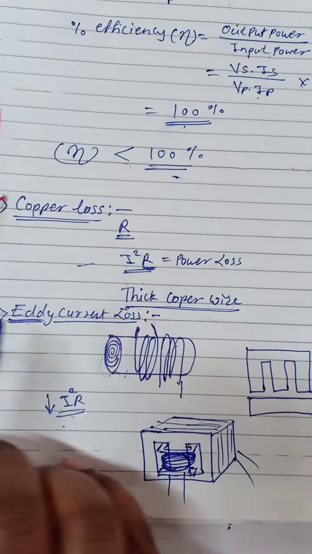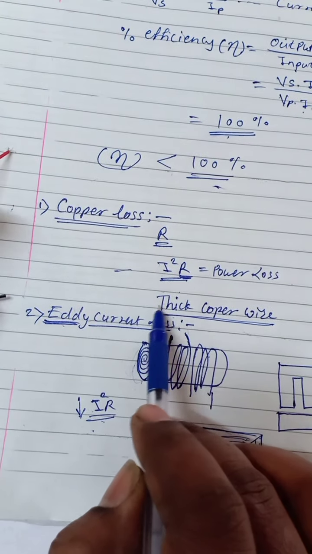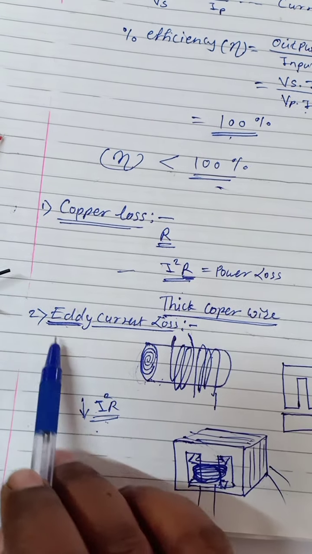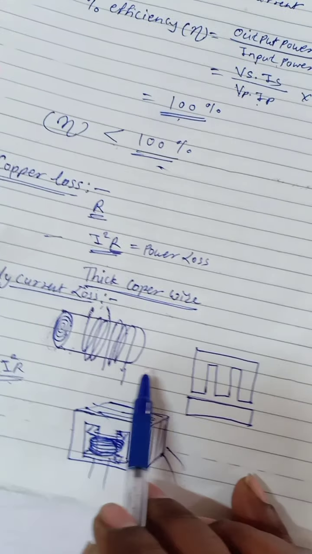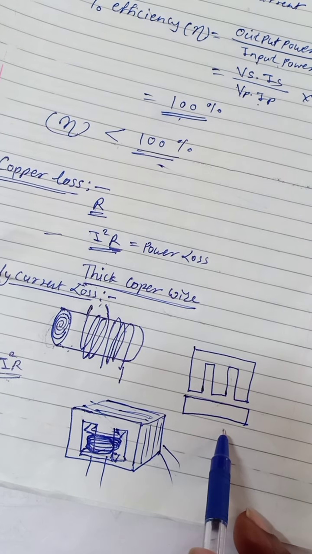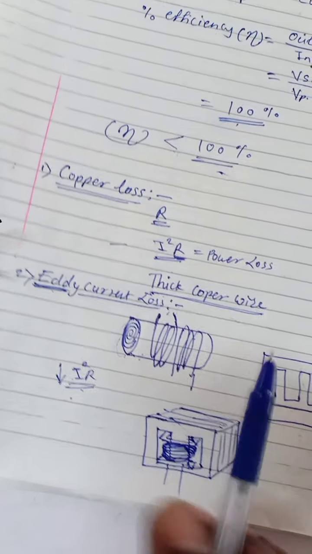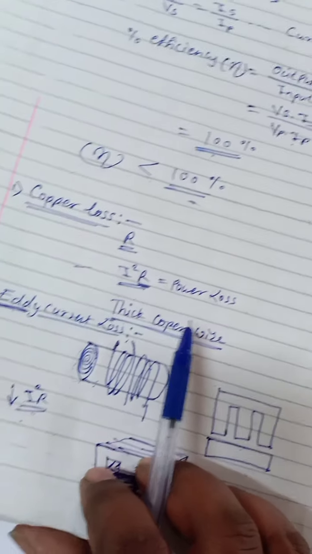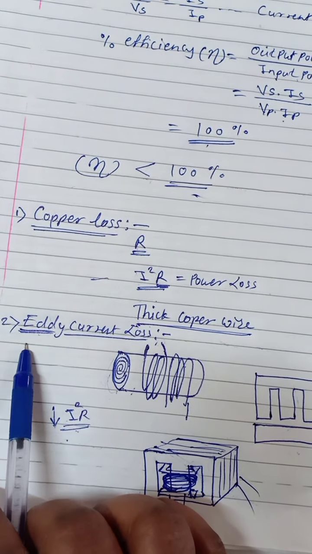There is a copper loss, and we reduce it by using thick copper wire. There is an eddy current loss, and we reduce it by using these E and I shaped laminated sheets. So this is the second transformer loss.